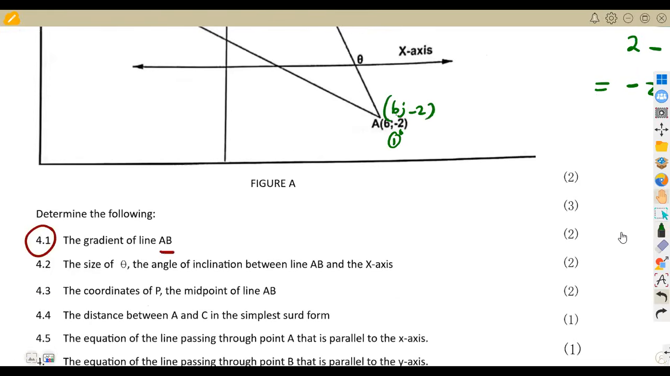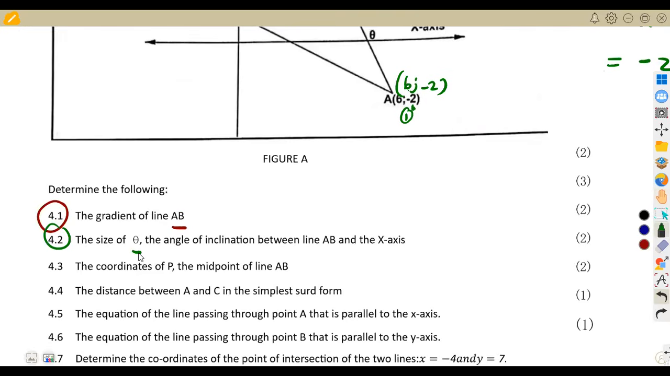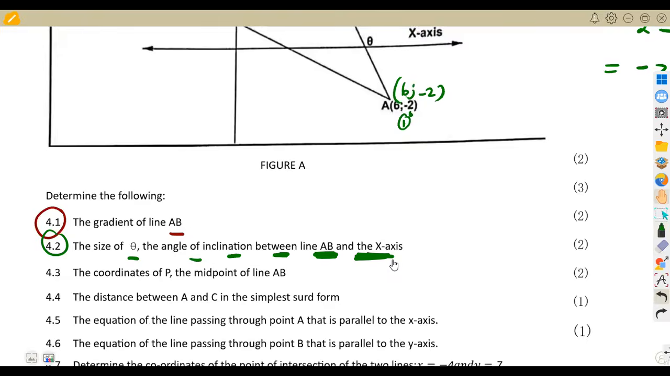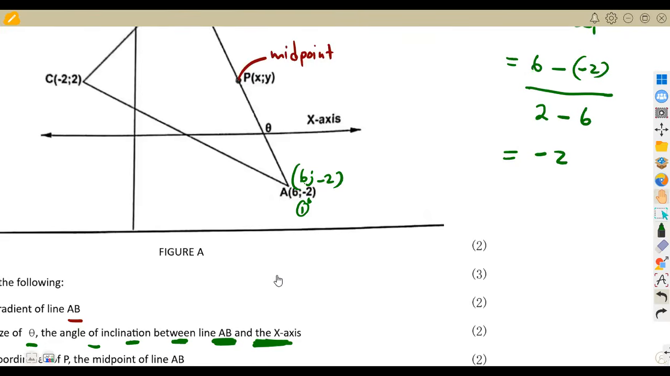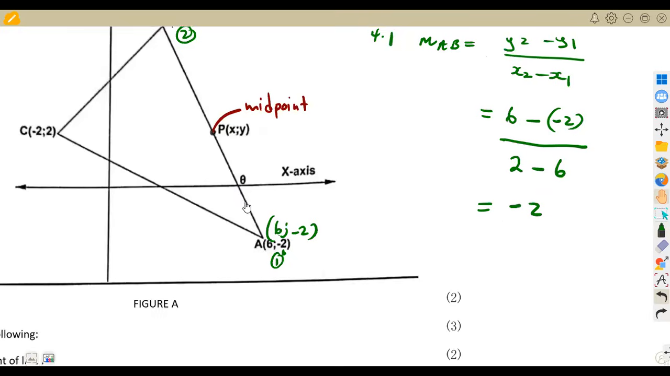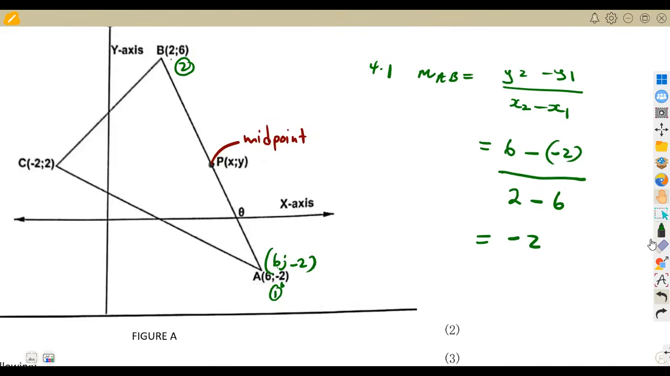Of AB. All right, 4.2, the size of theta, the angle of inclination between line AB and the x-axis. All right, so you need to determine the size of theta, and truly theta here is the angle of inclination. As you can see, that is where we have our theta, which is this angle here, the angle between the line and the positive horizontal axis. But as you can see, because our gradient is a negative, it means this angle that you are going to have here is going to be an obtuse angle. You must obtain an obtuse angle.